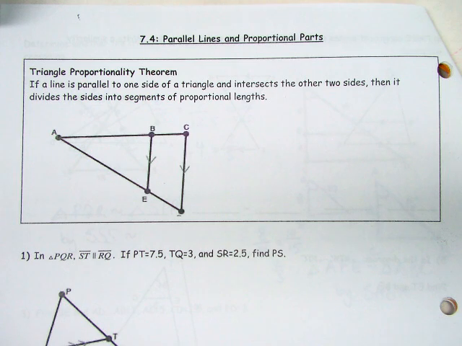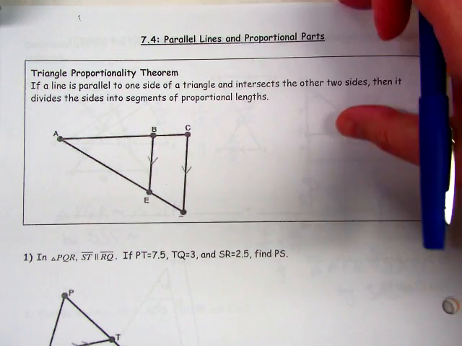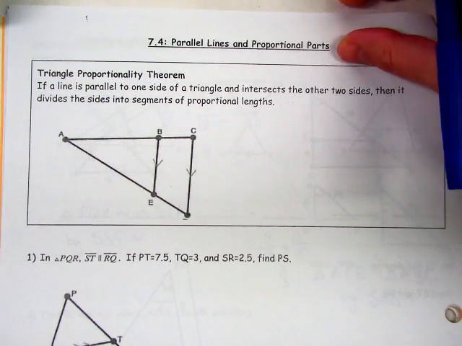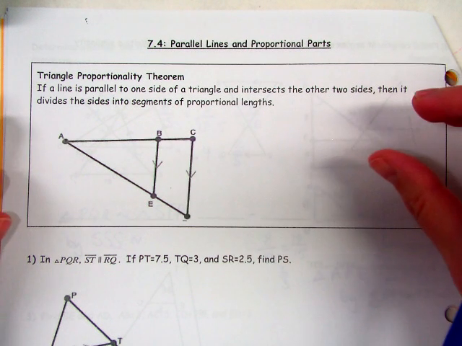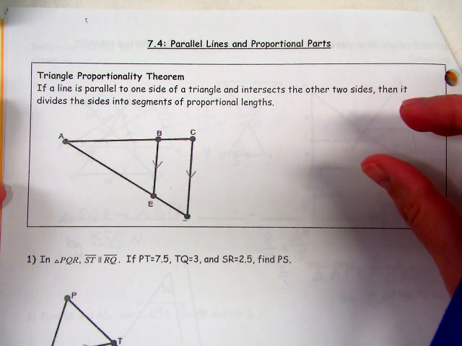So what I want you to do is find your gold packet and go to page 10, that's section 7.4. I will actually go over a lot of the theorems in this packet and then you guys will have the rest of the time for practice.